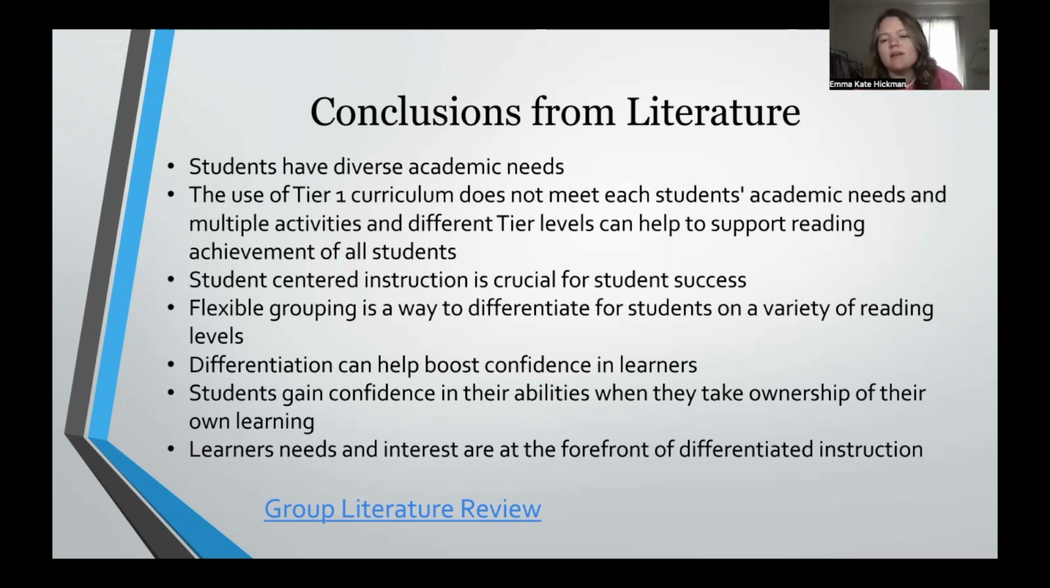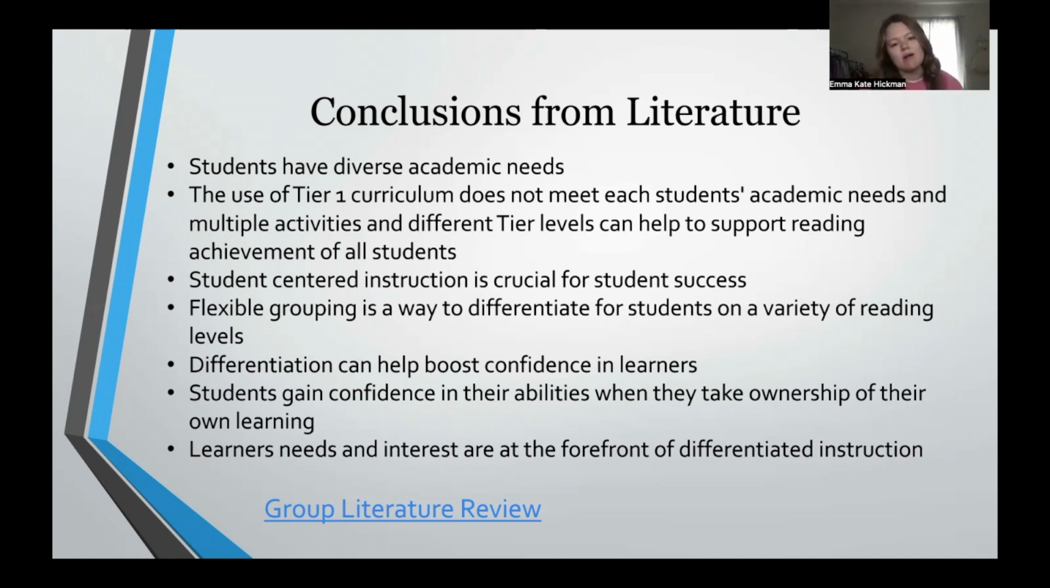On the next point, we stated that student-centered instruction is crucial for student success, whether you're basing your instruction off their interest or off of their academic level. The next one we came away with is that flexible grouping is a way to differentiate for students on a variety of reading levels. That means they're not stuck in one ability group. They move around depending on the skill they're being taught or their mastery with that skill. That was one thing we saw in common amongst all this literature: flexible grouping was a great tool to use to differentiate.